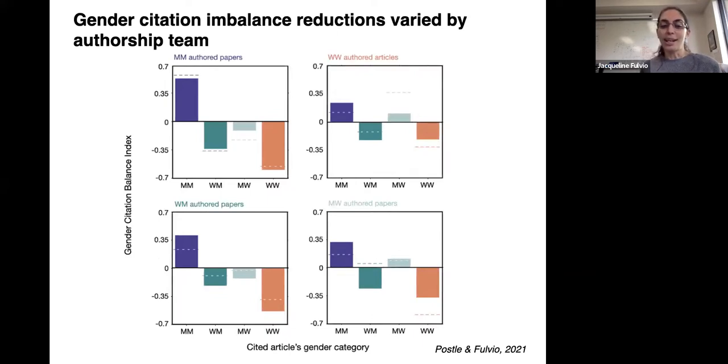When we take the same data and split it out by the gender of the authorship team, we see that there are variations, but the majority of the indices show a reduction towards zero. And so the important thing with the data shown on this slide and the previous one is we can't infer causation. Okay, we can only observe these patterns of results, but it does appear to show promise.